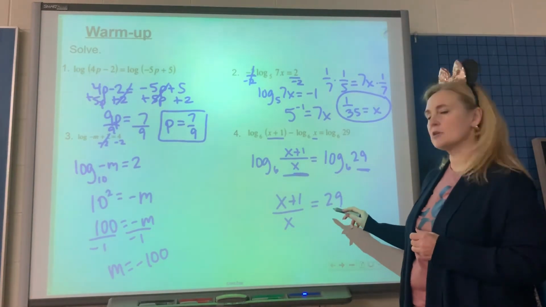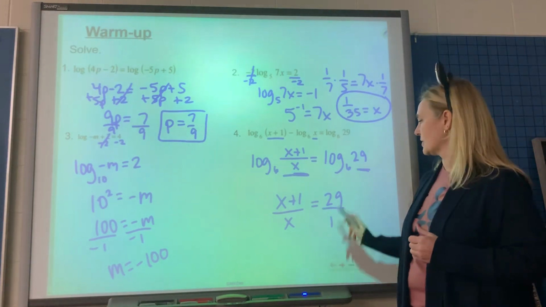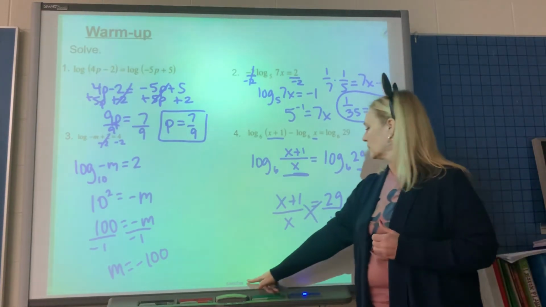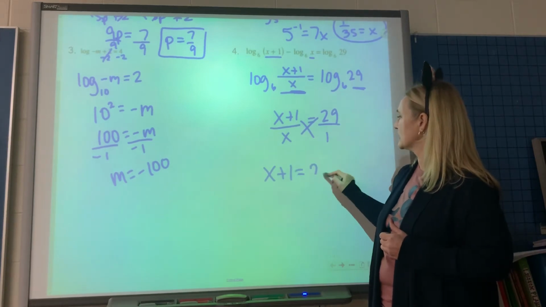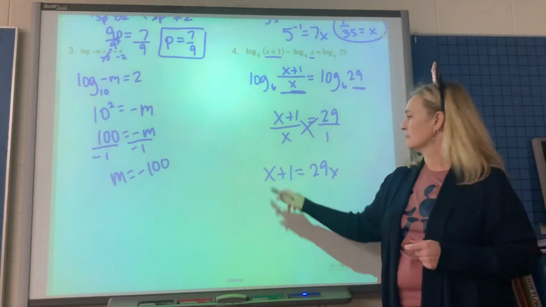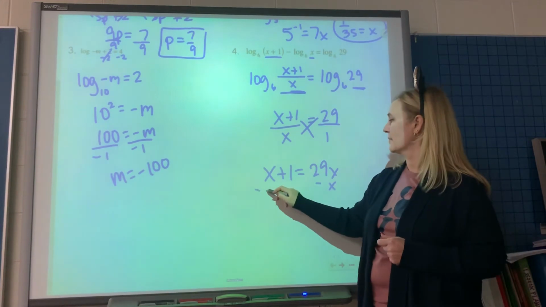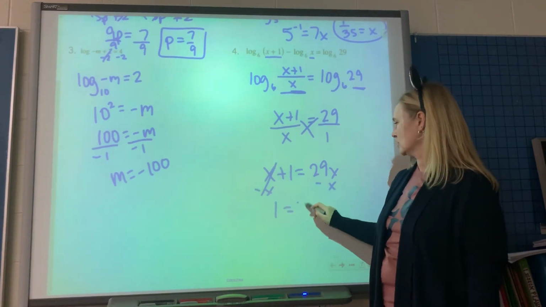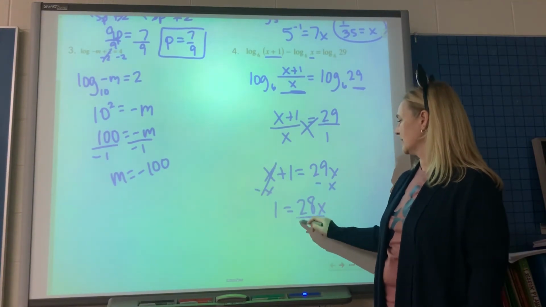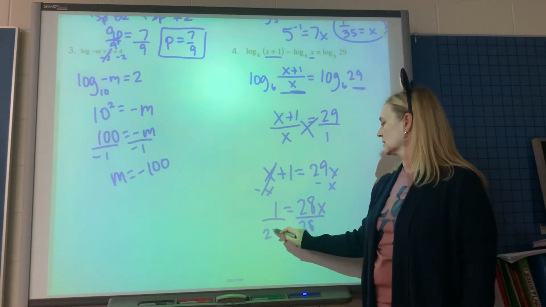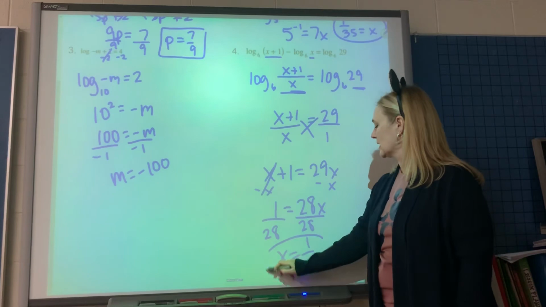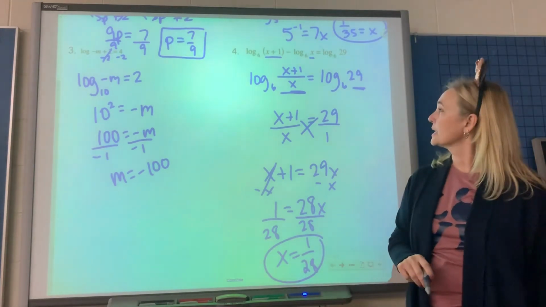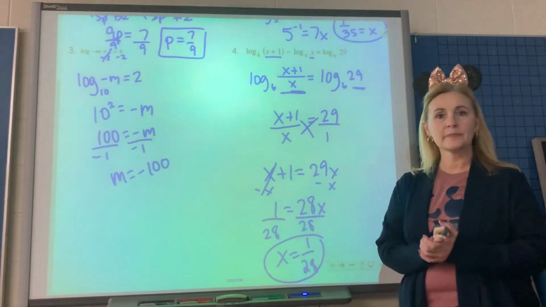Let's solve this as a proportion. So let's put a 1 under that and cross multiply. X plus 1 has to equal 29x. Minus this x over to this side. You have 1 equals 28x. Divide by 28. X equals 1 over 28. 1 over 28. That's your answer.